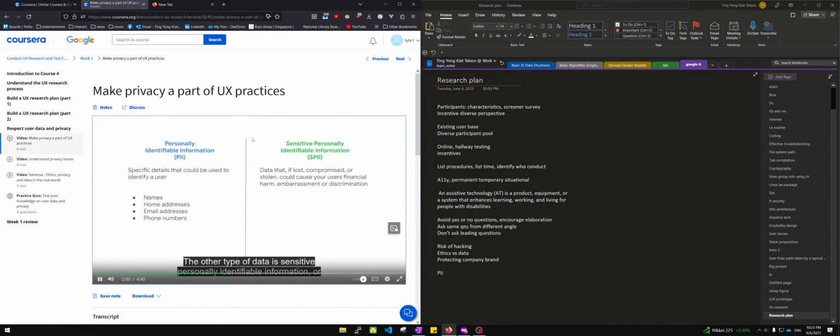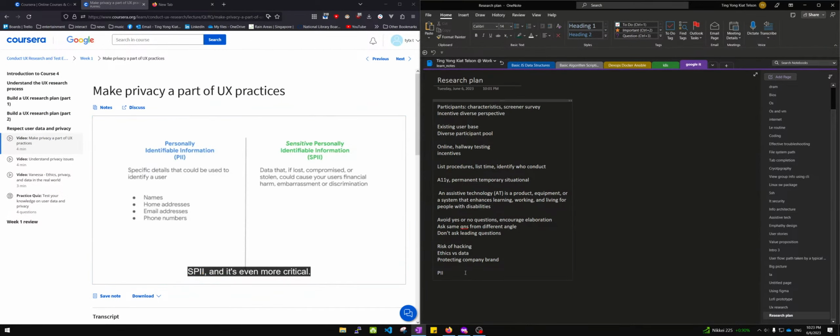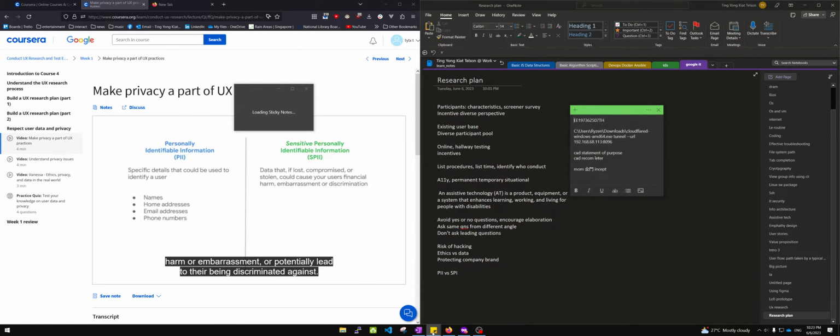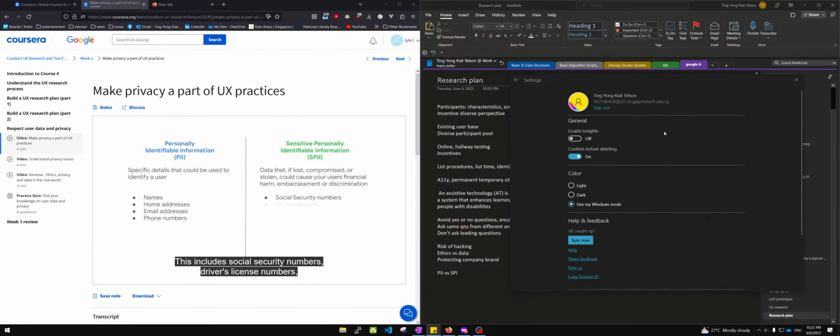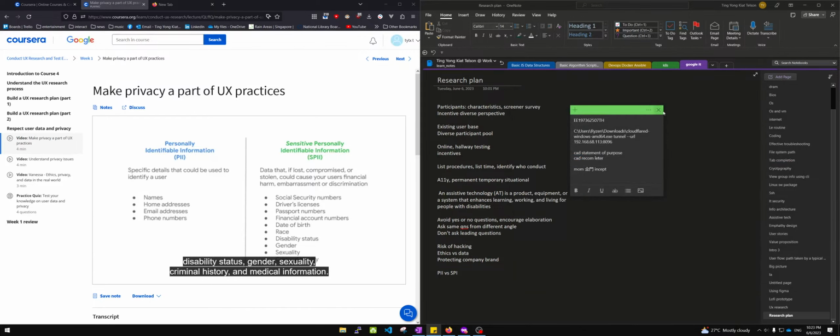of data is sensitive personally identifiable information, or SPII, and it's even more critical. SPII is data that, if lost, compromised, or stolen, could cause your users financial harm or embarrassment, or potentially lead to their being discriminated against. This includes social security numbers, driver's license numbers, passport numbers, financial account numbers, date of birth, race, disability status, gender, sexuality, criminal history, and medical information.